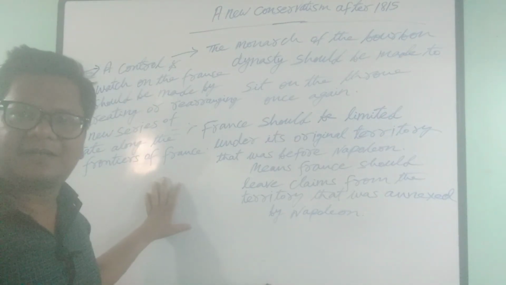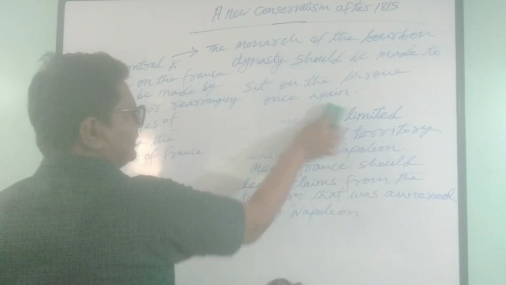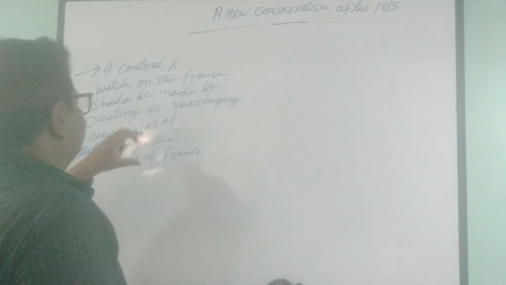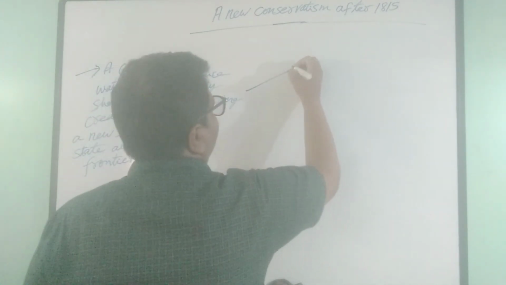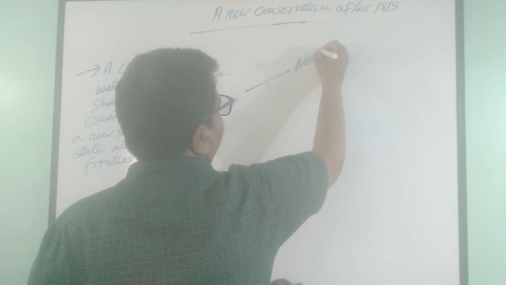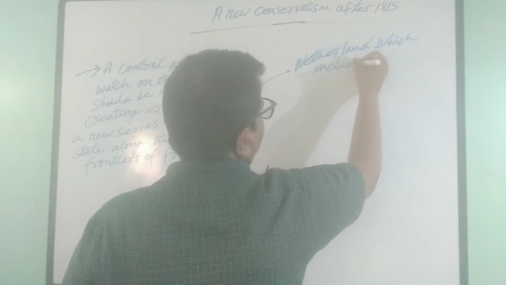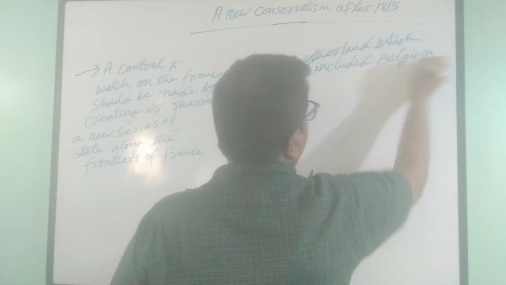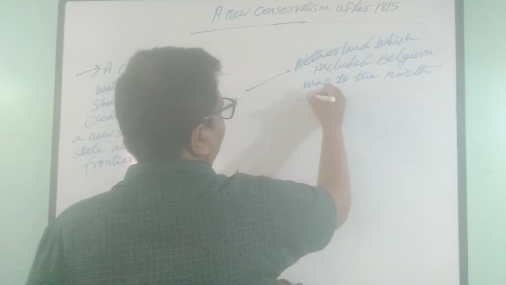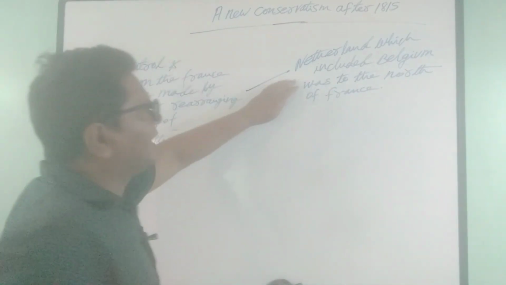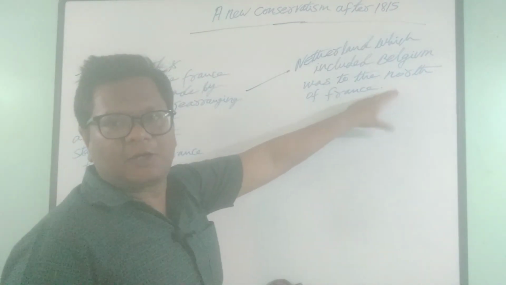So what were the changes that were made along the frontiers? Let us see. Under the new series of states that were created, the Netherlands, which included Belgium, was to be created or given as the state along the north of France.